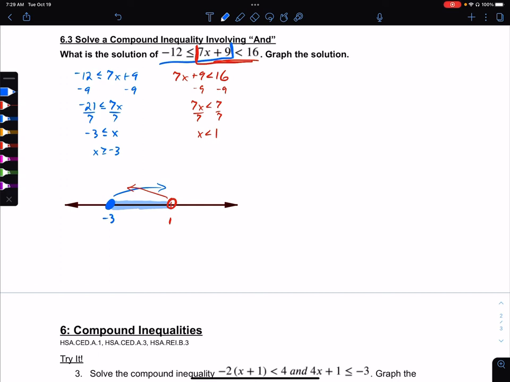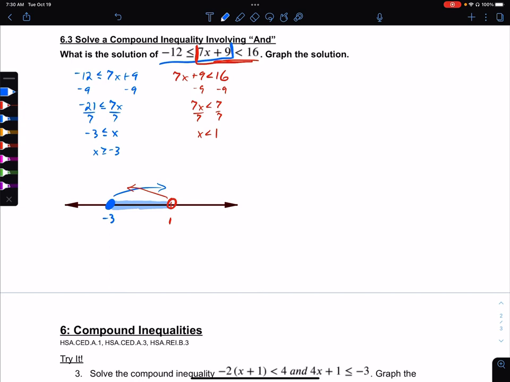Remember that this is an and statement, so a number in between these, let's say 0. 0 is both greater than negative 3 and less than 1. Same thing if I had negative 1 here. It is greater than negative 3, but less than 1. If I had a number over here, let's say 5, this 5 is greater than negative 3, however, it is not less than 1, so that doesn't fit my compound inequality of an and statement.